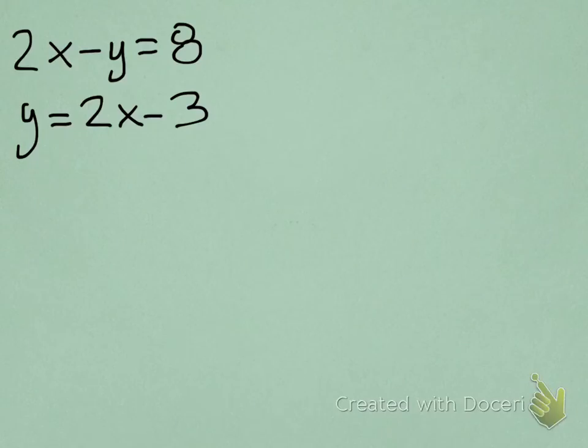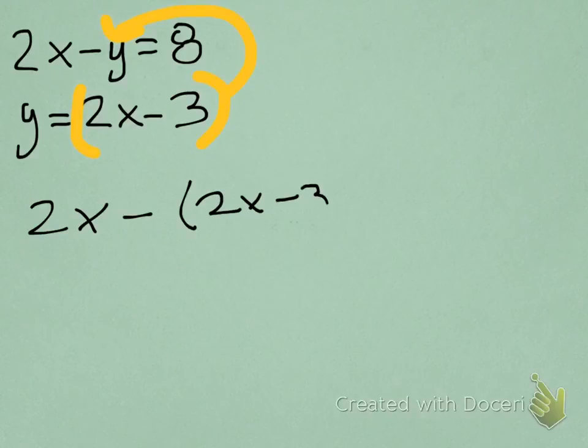And we're going to continue doing this process, and I'll show you something different here that's going to happen, but I wouldn't know ahead of time, so I would continue to solve this the same way. Notice that one of them is already equal to y, so I don't need to do step 1. I'm going to take what's equal to y and substitute it in for y into the second equation. So 2x minus, and then 2x minus 3 equals 8.